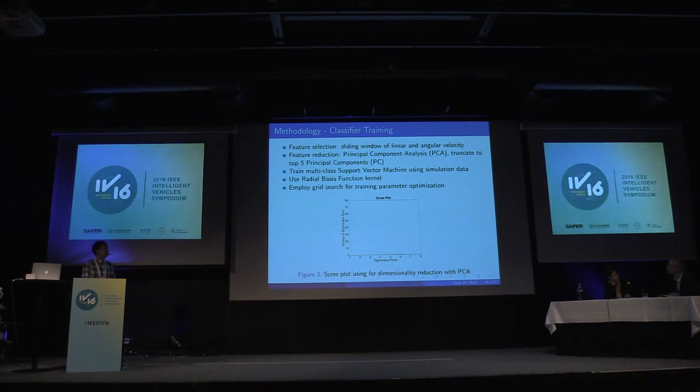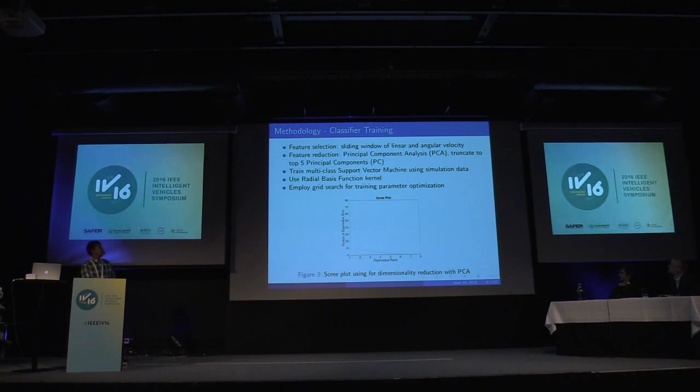This is how we train our classifier. We first select individual features. We generate a feature vector by using a sliding window of 5 seconds through the linear and angular velocity signals. We then proceed to perform feature reduction to remove most of the temporal correlations through principal component analysis. And we truncate the coefficient matrix to the first 5 principal components. The reason is, as seen in the scree plot here, the explained variance quickly drops off after the elbow and is quite negligible after the fifth principal component. So we use that as a threshold.